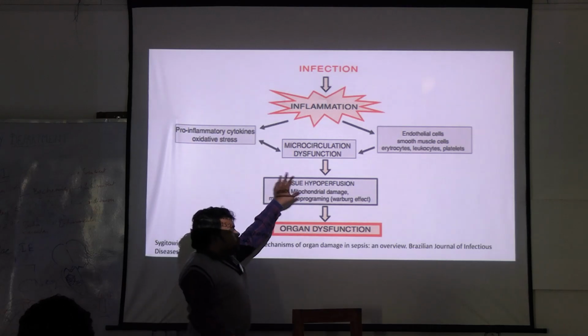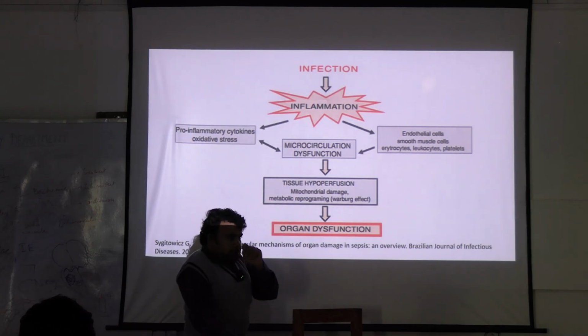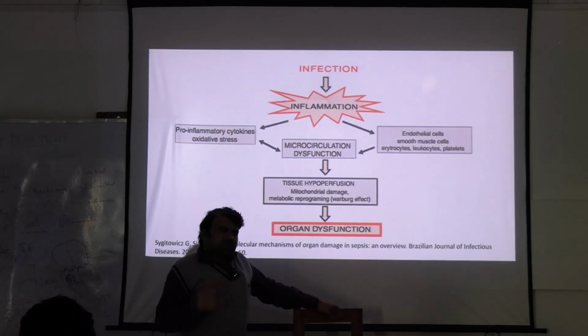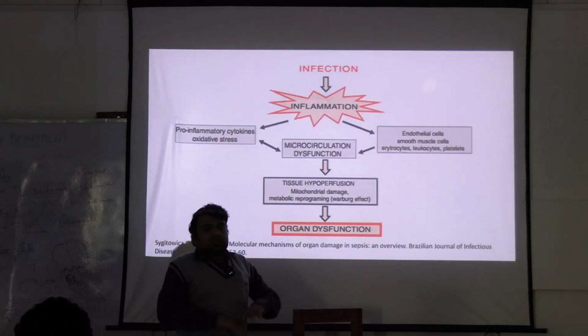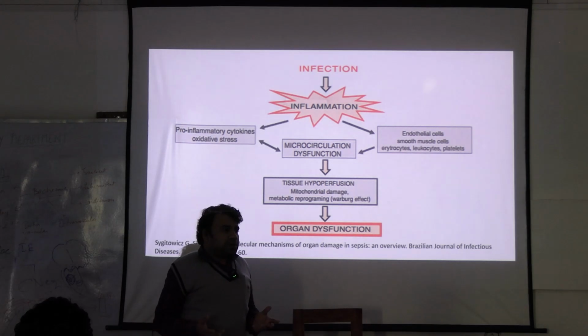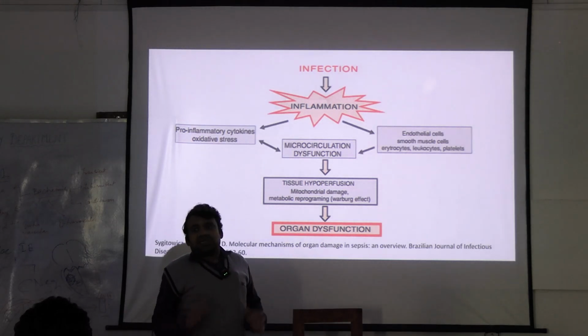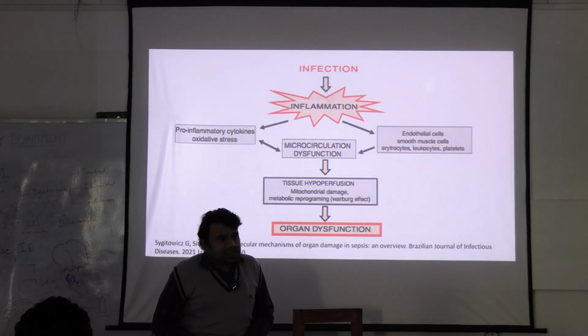Now, if all these processes affect a single organ, that means one organ will fail. If multiple organs of a single system are affected, there is a failure of a particular body system. And suppose multiple organs are affected, what will happen? Multi-organ failure. So this entity is called sepsis in essence.